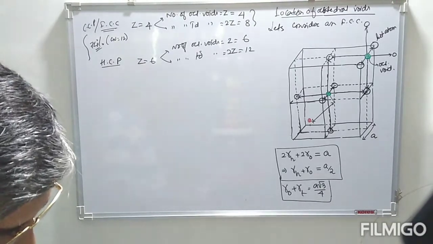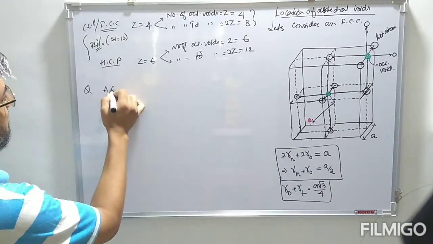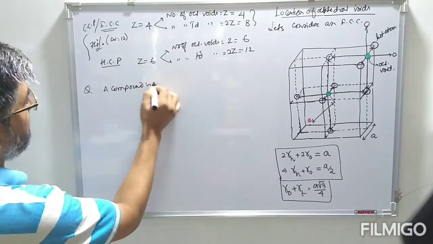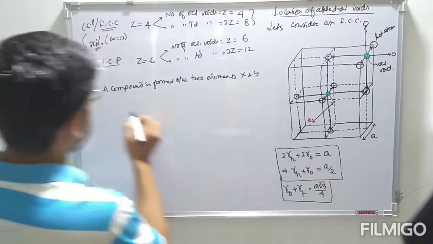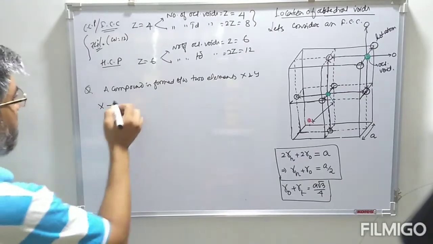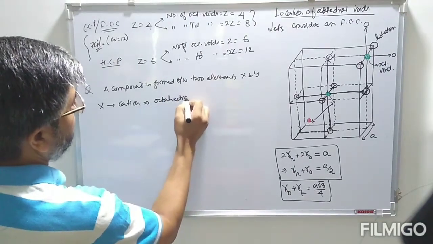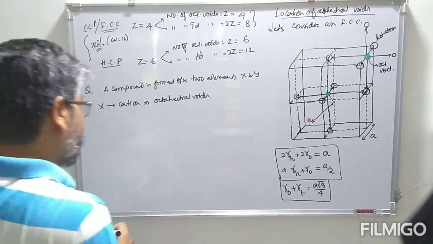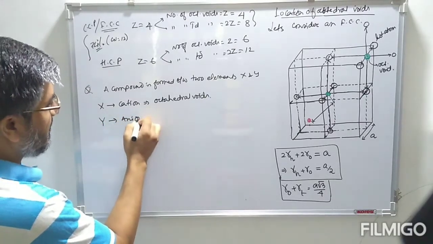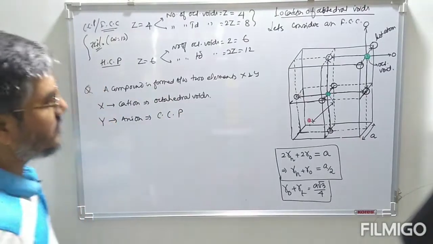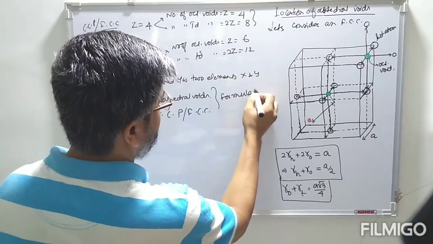Now, based on this, let me give you an example. A compound is formed between two elements X and Y such that X is a cation, and this cation occupies octahedral voids, and Y is an anion, and these anions form a cubic close-packed structure. Cubic close-packed means this is nothing but the FCC. So what is the formula of the compound?